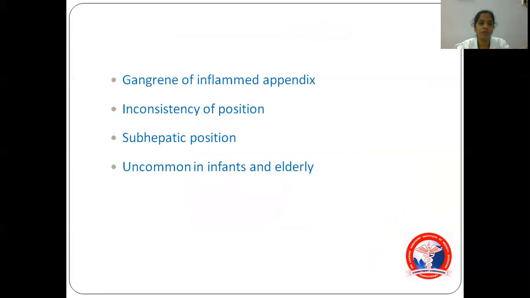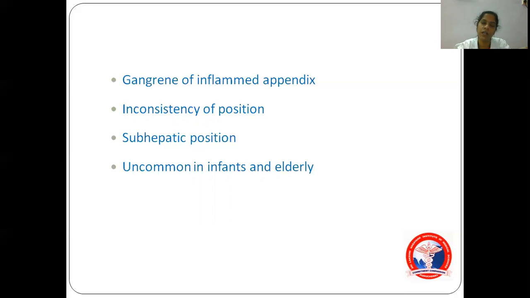Apart from that, another thing we can see is gangrene of the inflamed appendix. If the appendix is inflamed, it may result in gangrene. Also, there is inconsistency of position during appendicectomy. Sometimes it is difficult to identify the position, because various types are there. It may go above, behind the cecum, or towards the spleen, pre-ileal or post-ileal. So identifying the exact location of the appendix is the crucial part in appendicectomy. Otherwise, it's the easiest surgery. Sometimes if it goes retrocecal, it will be very difficult to identify.